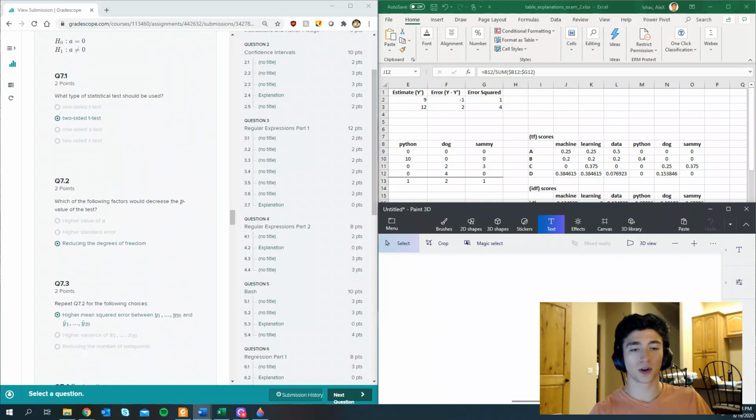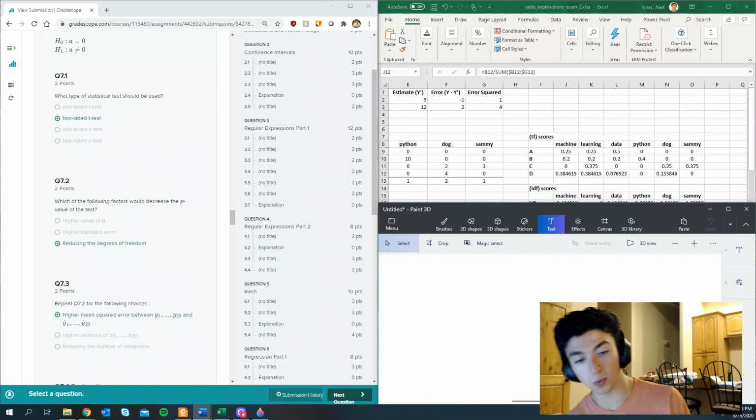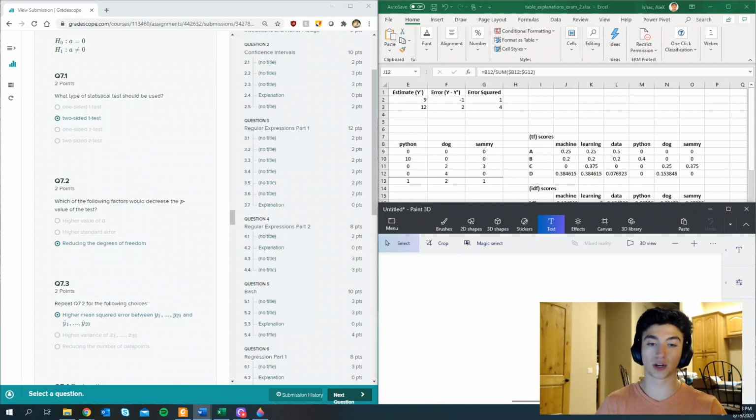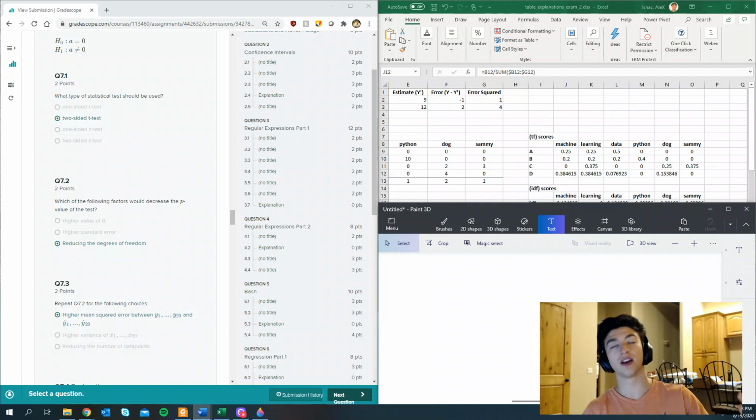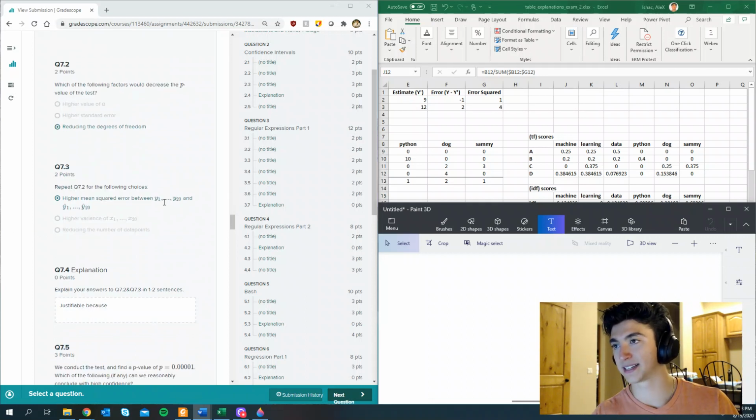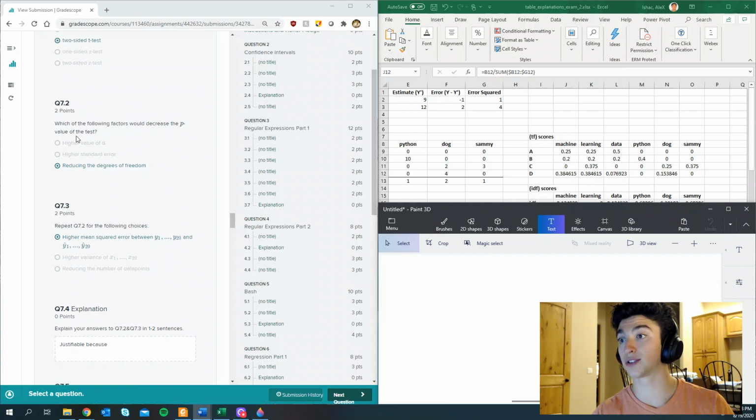7.2, which of the following factors would decrease the p-value of the test? Well, a higher value of alpha. P must be less than alpha to be significant. And based on the alpha value, I can determine what the standard deviation is. So therefore, by increasing the value of alpha, I can thereby decrease the p-value of the test. That is 7.2. The correct answer is actually A.